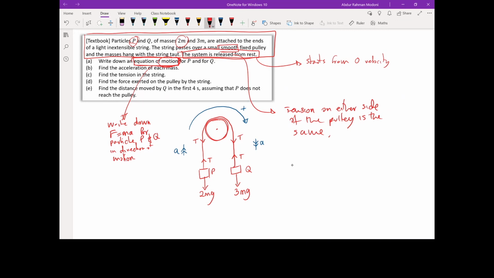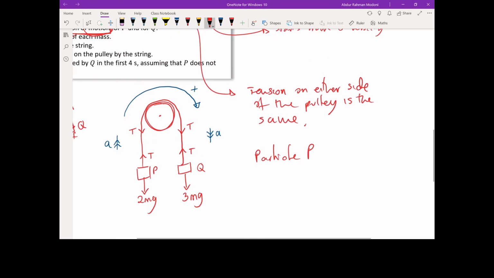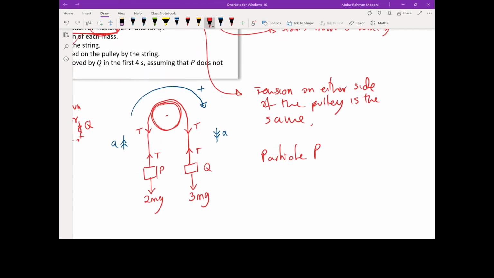Okay, so we're going to apply F equals ma to each particle. Remember, we never start by writing F equals ma without stating what we're looking at. We're going to look at particle P first. Which direction should we take as positive? Direction in which it's moving. So if I'm applying F equals ma to particle P, which way should I draw my arrow? Up as positive. Thank you.